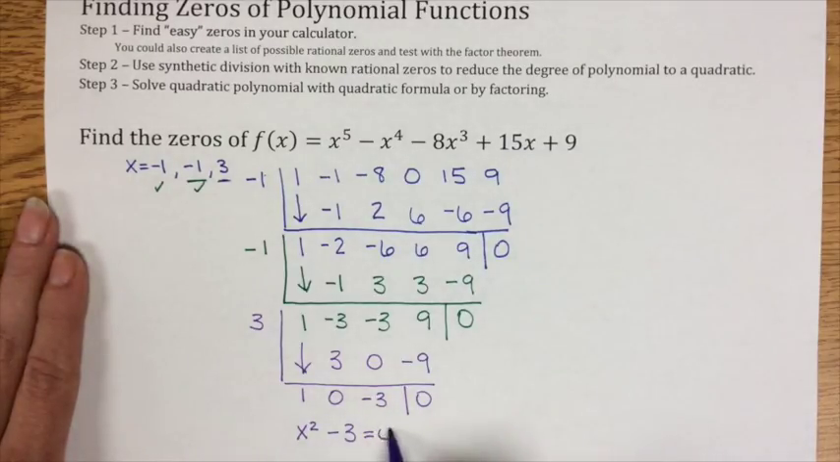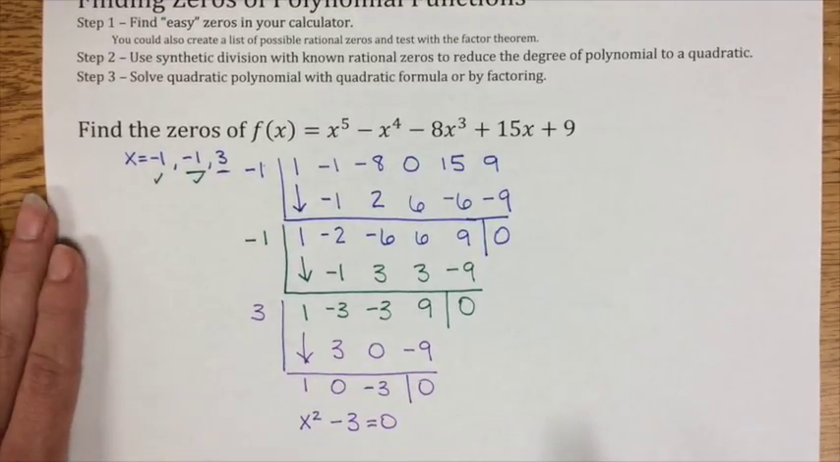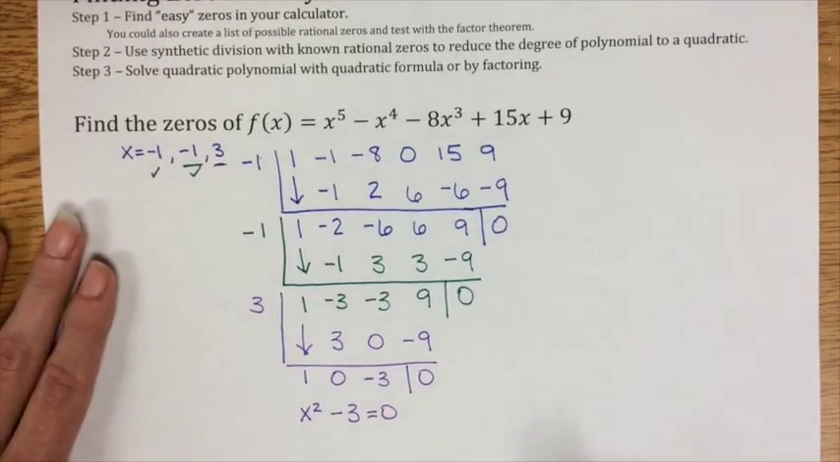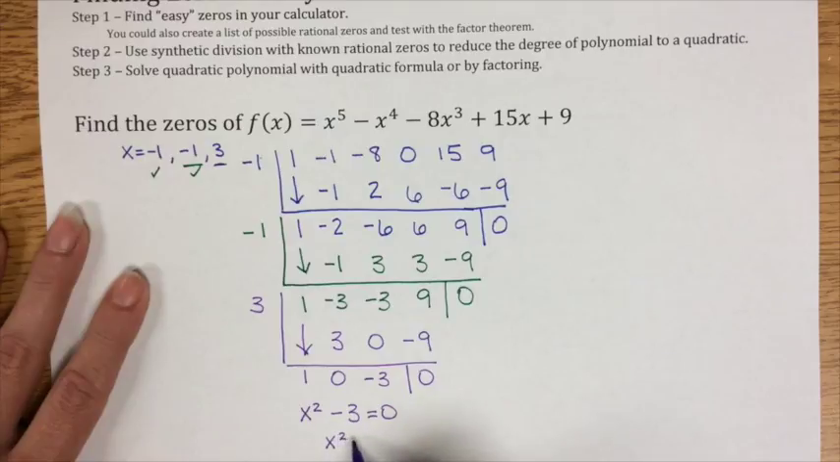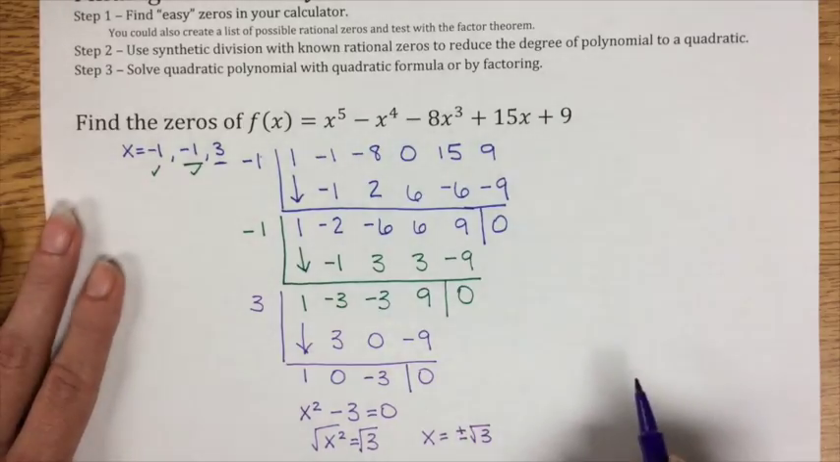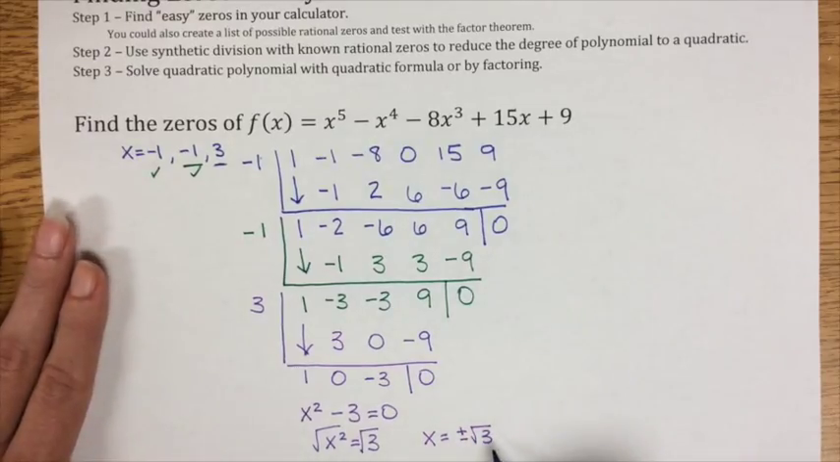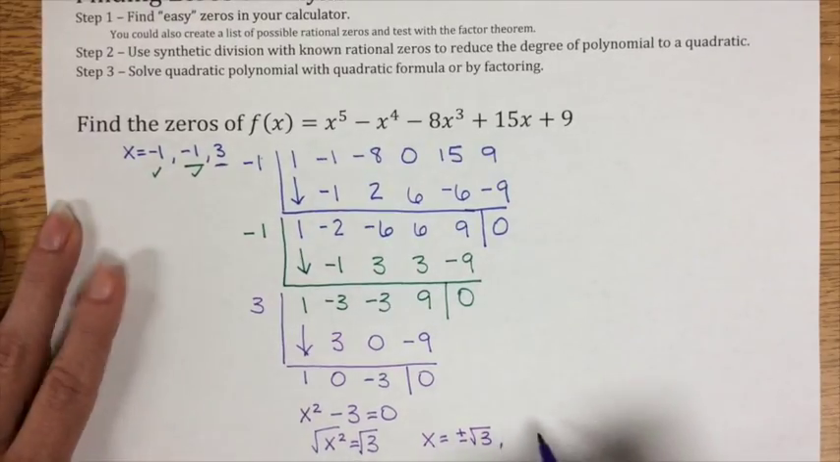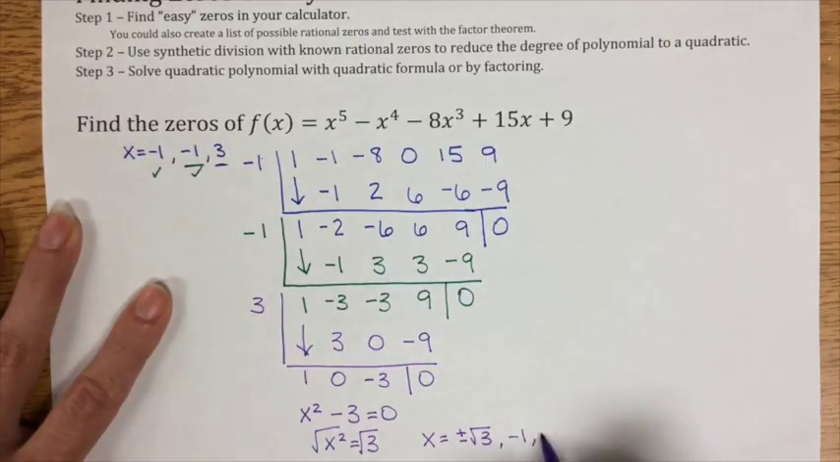So if we have this and we set it equal to 0, all we need to do is add 3 to both sides. So x squared equals 3. Take the square root. And don't forget that there should be two answers. So x equals plus or minus the square root of 3. So list all your zeros: plus or minus the square root of 3, -1, -1, and 3.